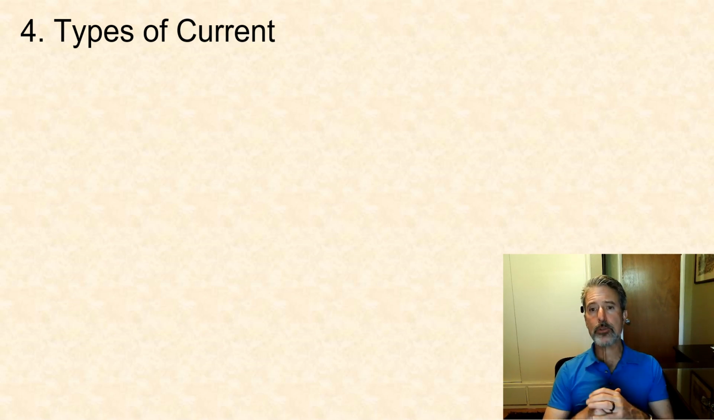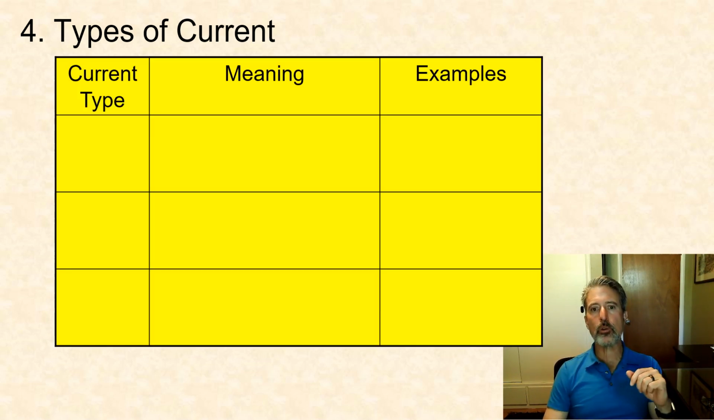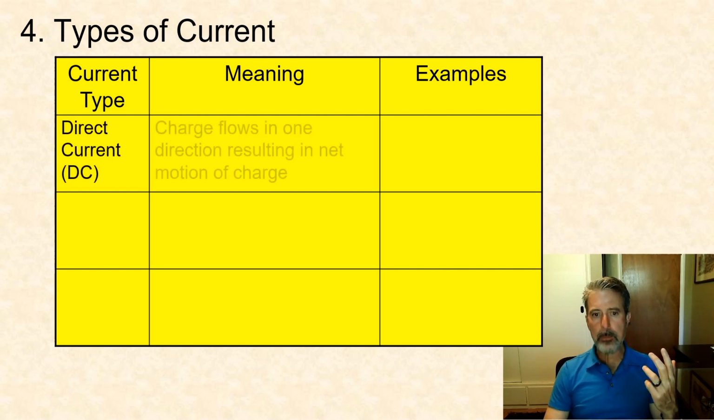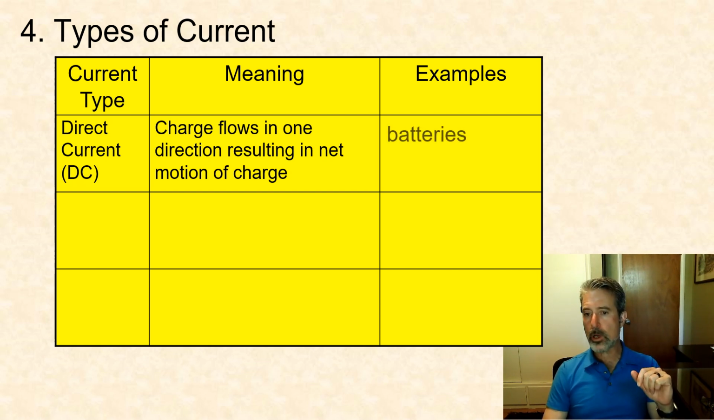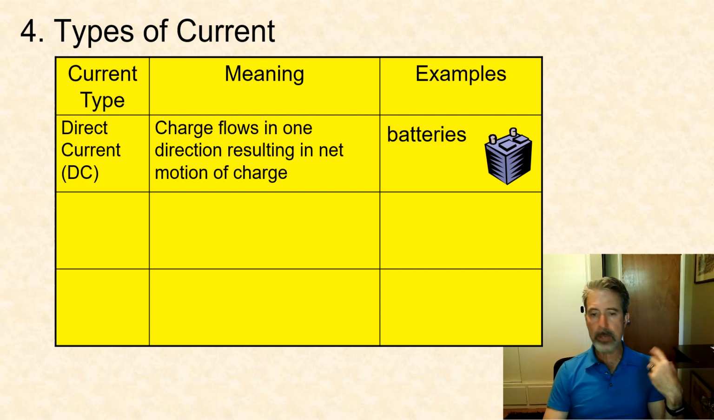Turns out there are different types of electric current because charge can move in different ways in a conductor, in a wire. The first type of electric current that we'll discuss is what we call direct current, or DC. For this type of current, charge always flows in one direction, resulting in a net motion of charge. Direct current is what you typically get with batteries, for example. When an external circuit is connected to the battery, charge in that wire is always forced to move in one direction, from one terminal of the battery to the other, resulting in a net motion of charge.